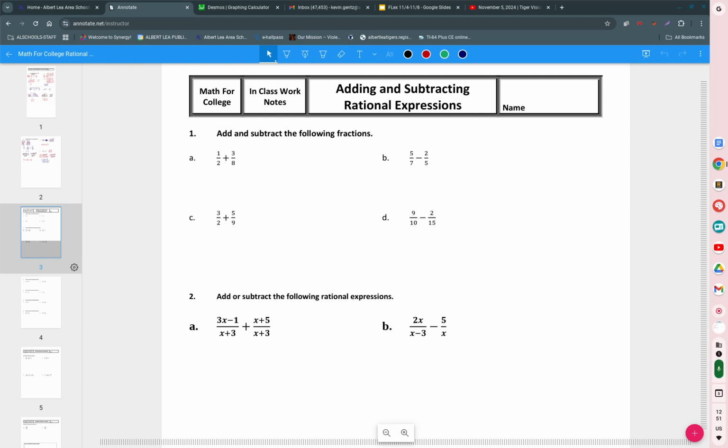Now we want to be able to add and subtract them. In order to add and subtract fractions, you need to have common denominators. So notice in the first problem, the common denominator is going to be what? 8. So you just need to multiply the top and bottom by 4. And we get 4 over 8 plus 3 over 8.